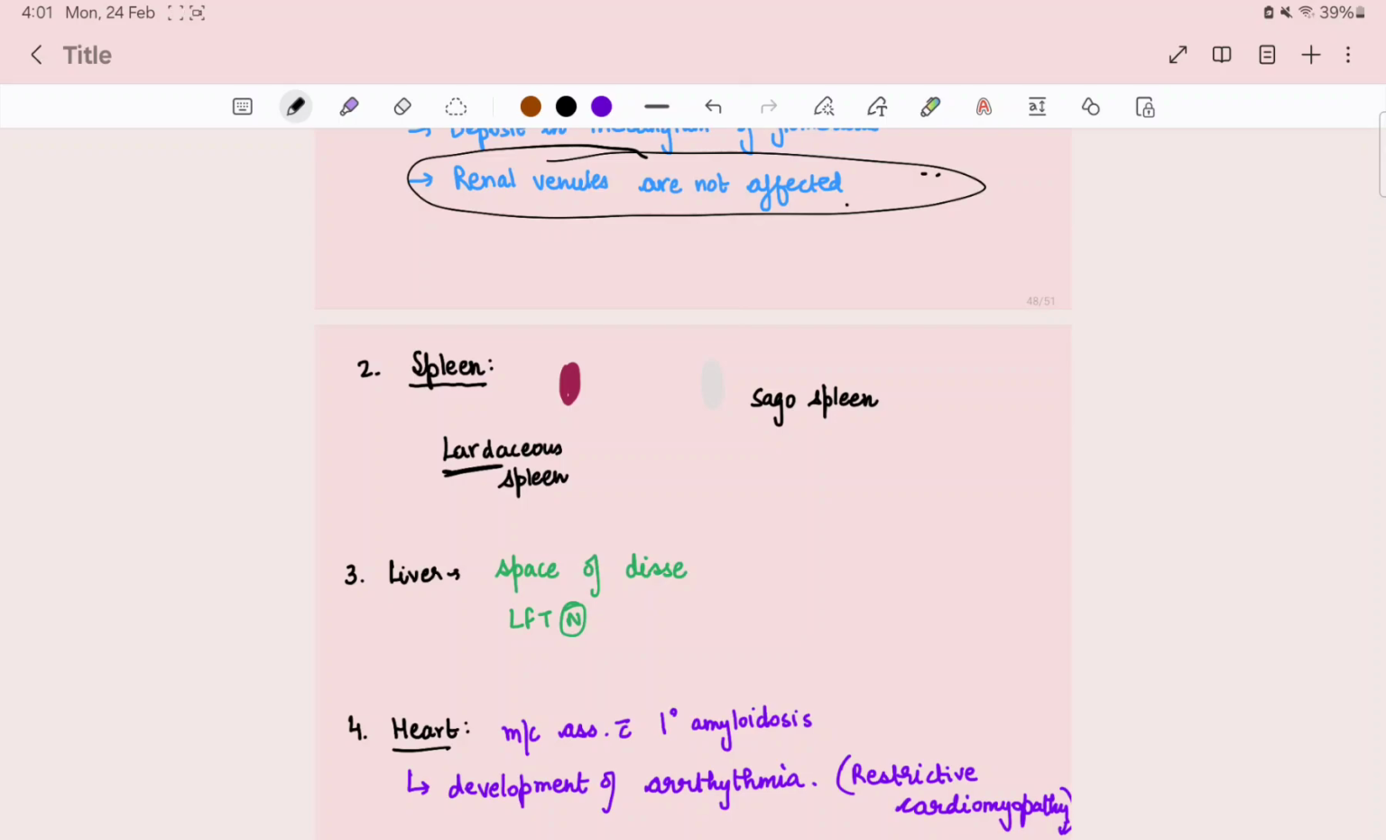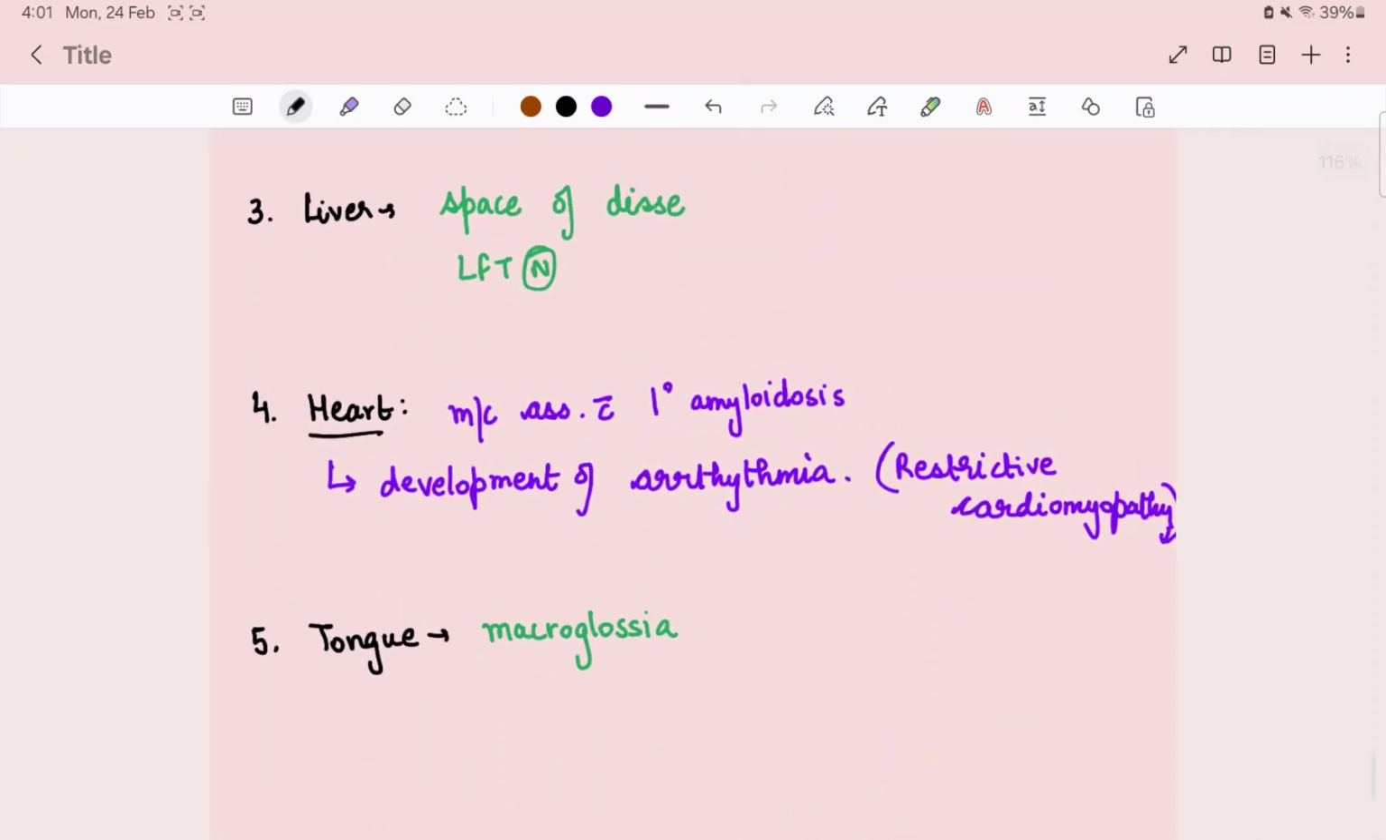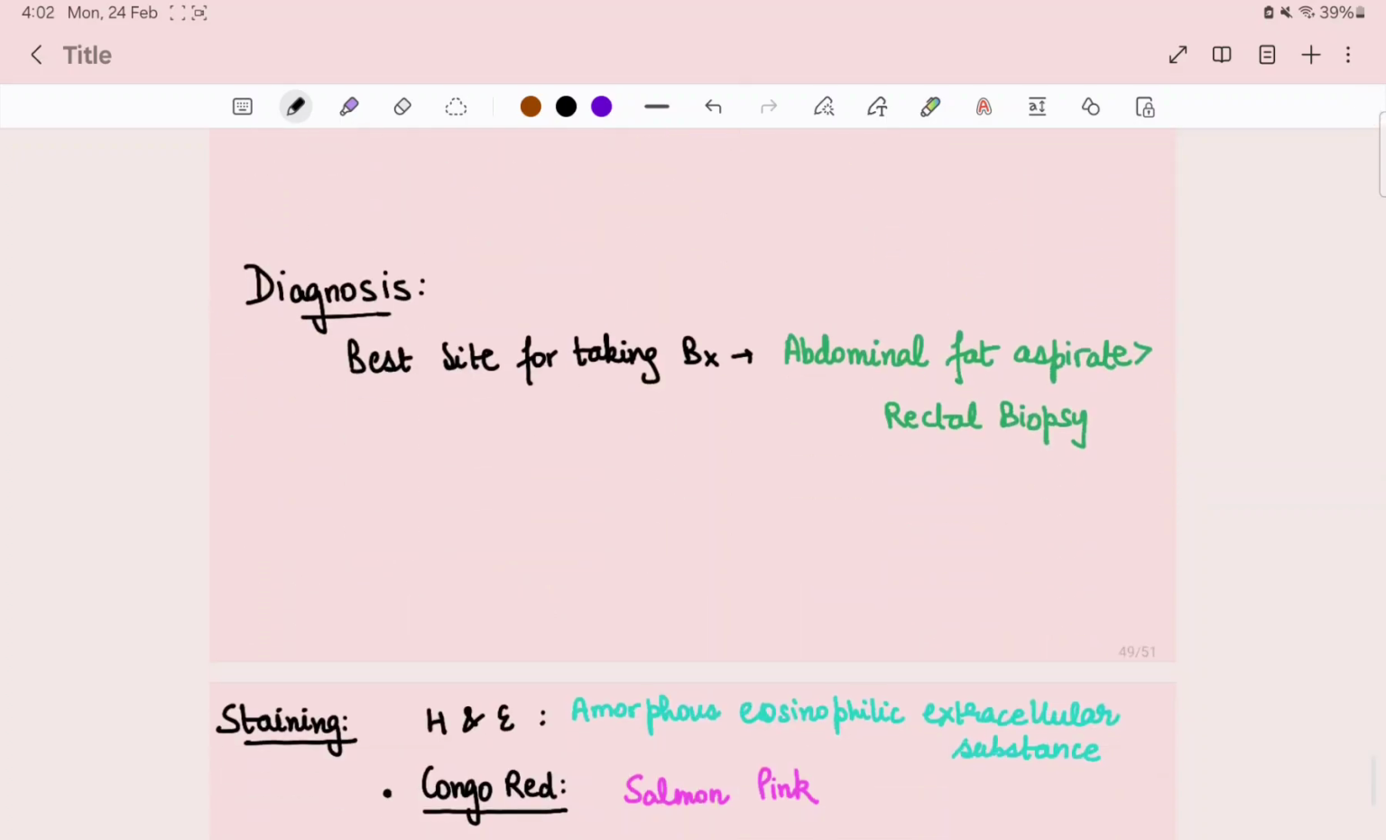Here LFT is normal. Now in the question itself, it's given heart deposition. So most commonly associated with primary amyloidosis, and there is development of arrhythmias. It is the most common cause of restrictive cardiomyopathy here also. And in tongue, we have macroglossia.